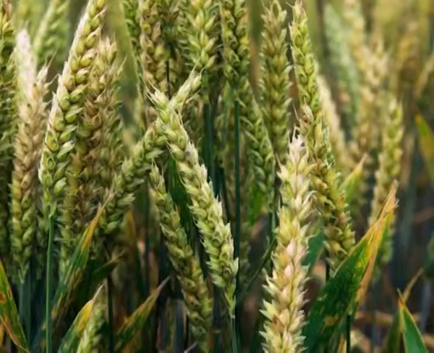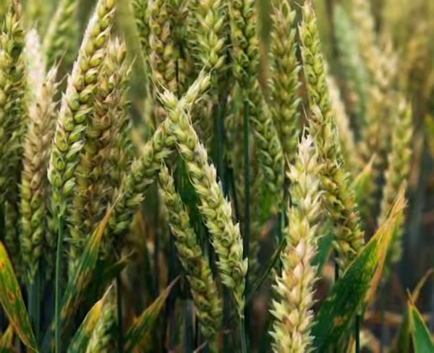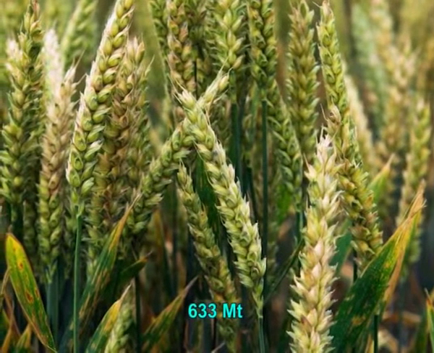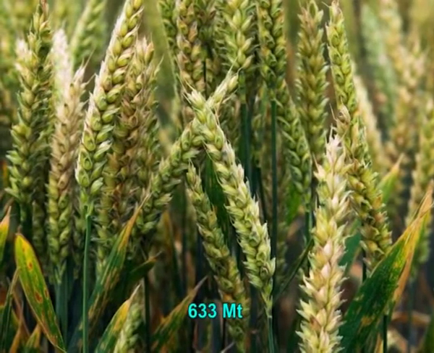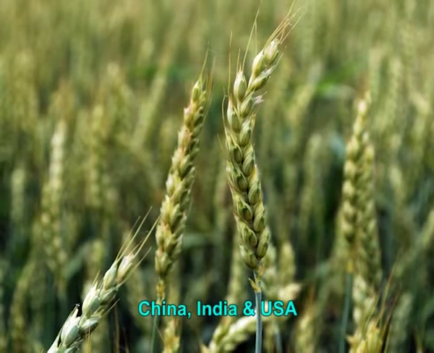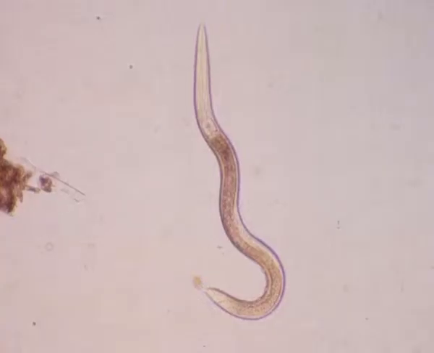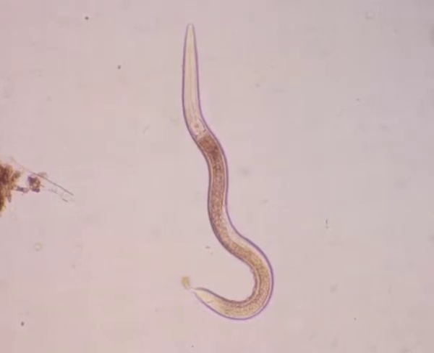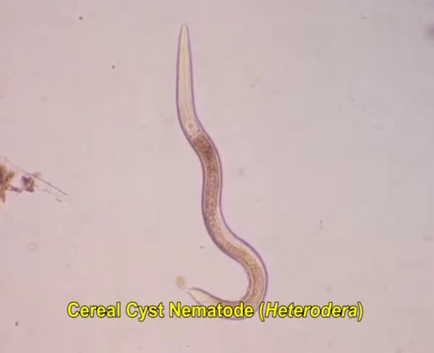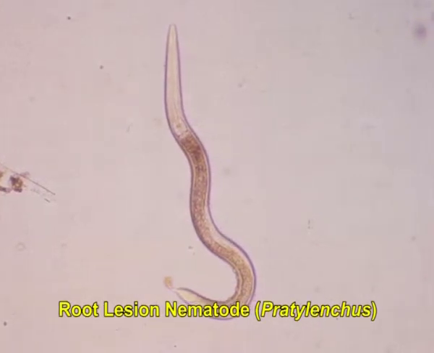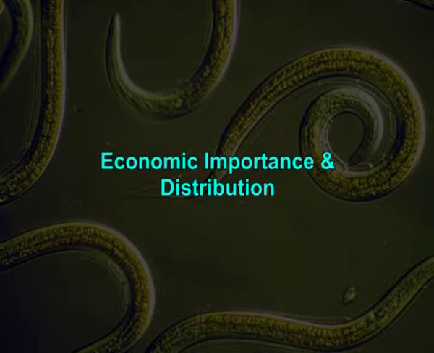Wheat. Wheat is the third largest cereal staple with production of 633 million tons each year, and the three largest producers are China, India and the USA. The primary nematodes of global economic importance on wheat are the cereal cyst nematode, that is Heterodera, and the root lesion nematode Pratylenchus. Economic importance and distribution of this nematode.